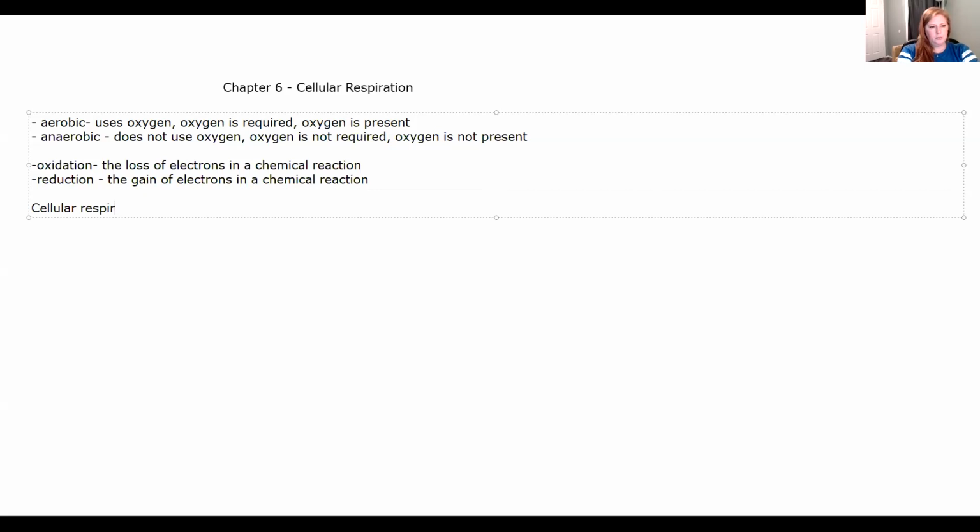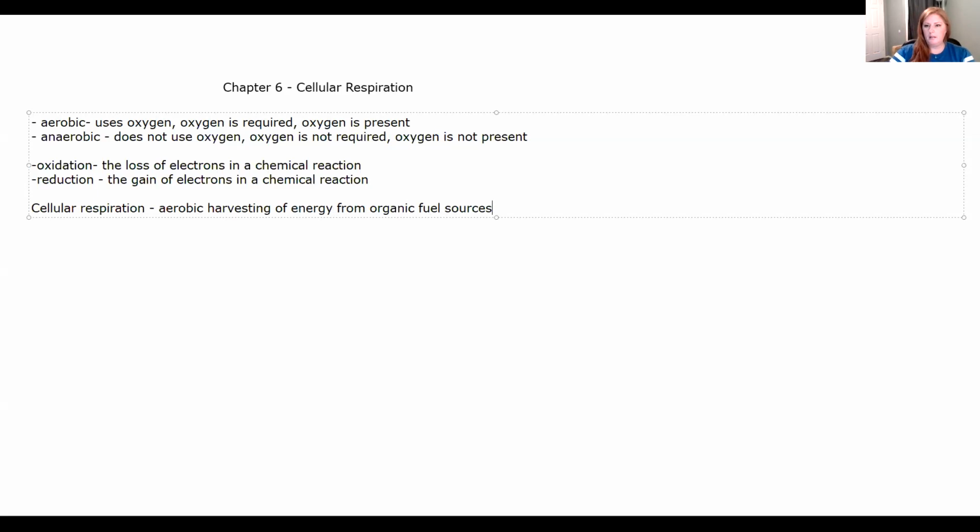So what is cellular respiration? Cellular respiration is the aerobic harvesting of energy from organic sources. Okay, so let's look at what all of these terms mean here.